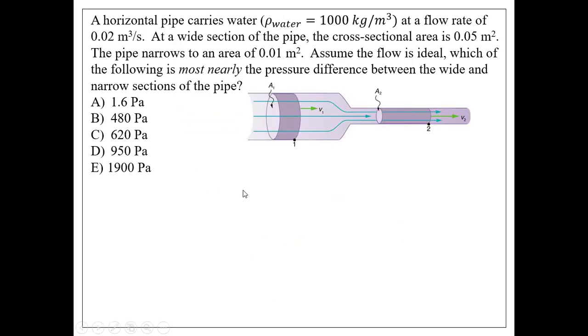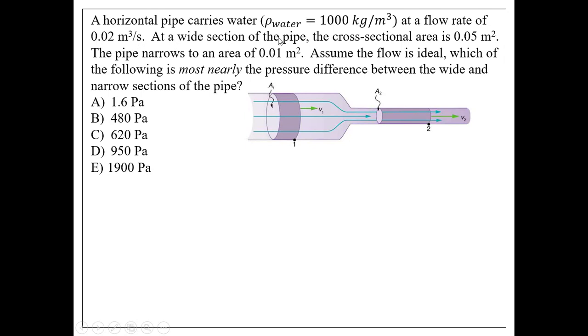Here, in this one, I think this one's a little hard out of all three of them. It says here a horizontal pipe of water at a flow rate of 0.02 meters cubed per second. So this is your Q. Okay, so it says flow rate, so pay attention to units. This is volume per second, so that's Q.